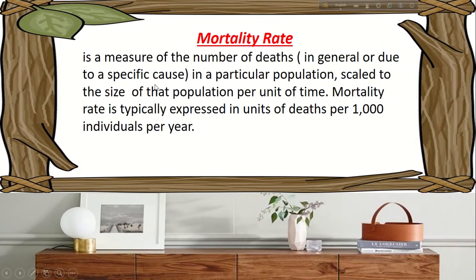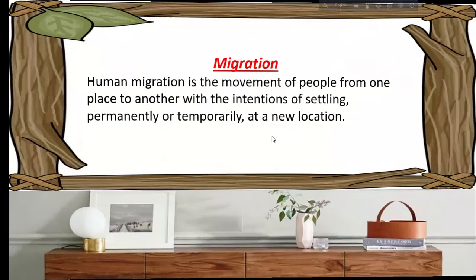What is mortality rate? Mortality rate is a measure of the number of deaths. It can be general or due to a specific cause in a particular population, scaled to the size of that population per unit of time. Mortality rate is typically expressed in units of deaths per 1,000 individuals per year.